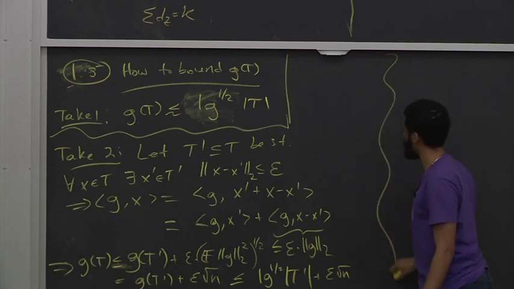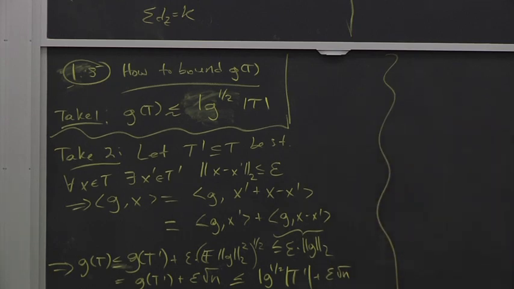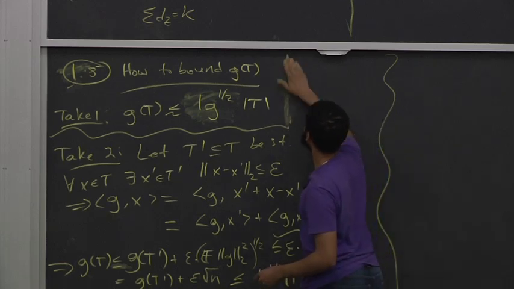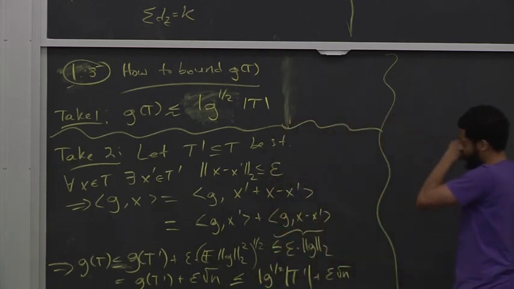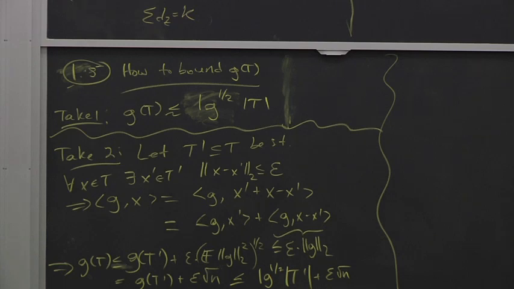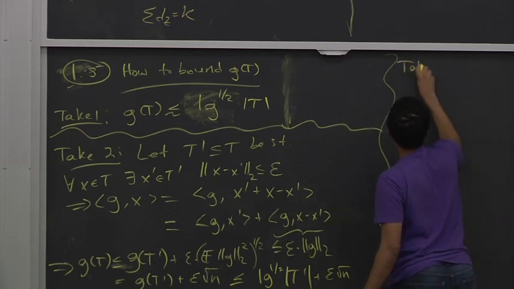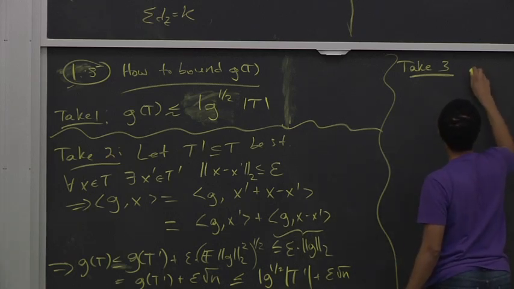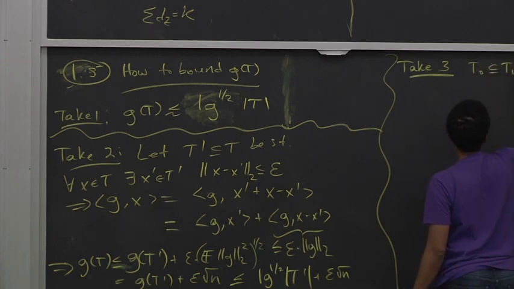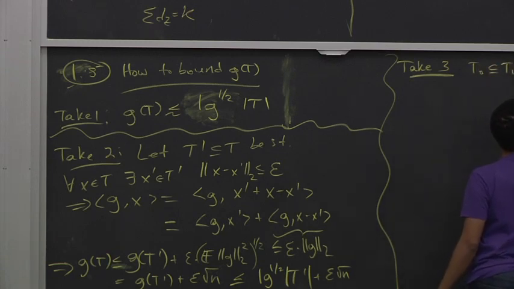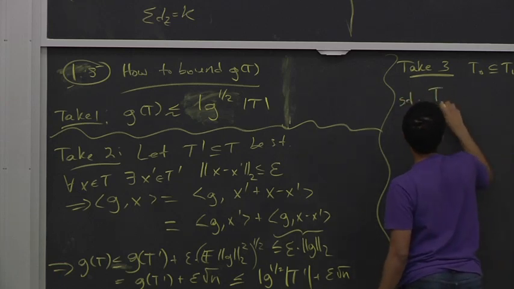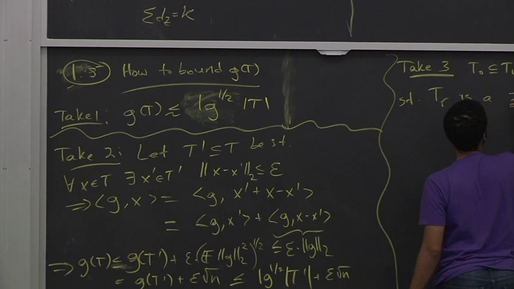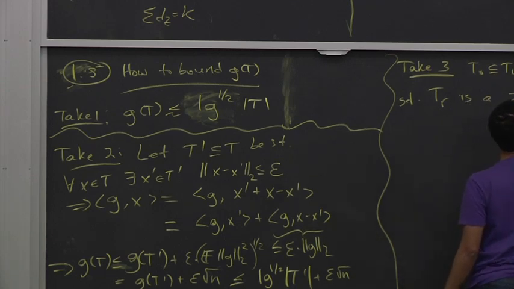And let me write two more ways to go about it. These are going to be progressively better ways of bounding g of t until we get to the best way. So take 3 is basically take 2, but with a slightly more sophisticated thing, which is to take T0 subset T1 subset T2 subset T, such that TR is a 1 over 2 to the R net of T.